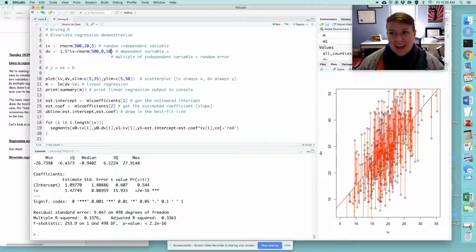So that's a theoretical introduction. And the thing to remember about regression is that you're minimizing the squared vertical distances to the line. Okay.